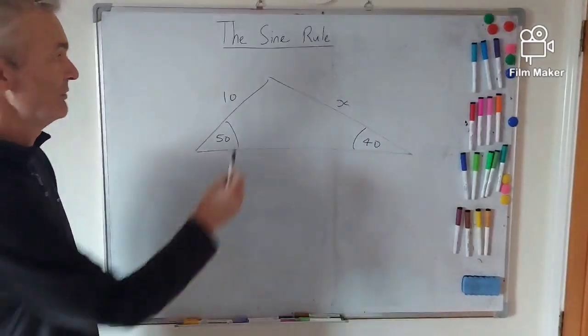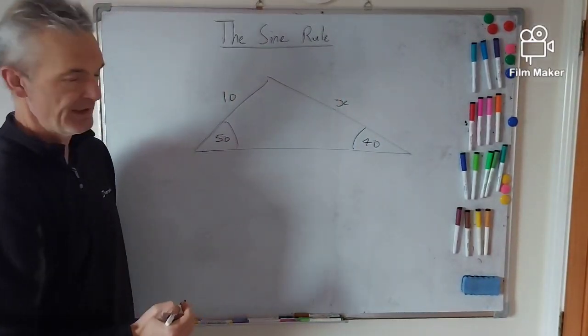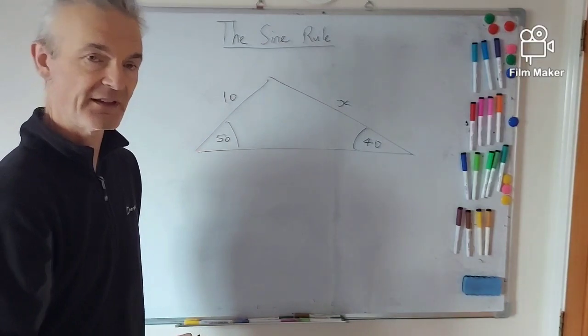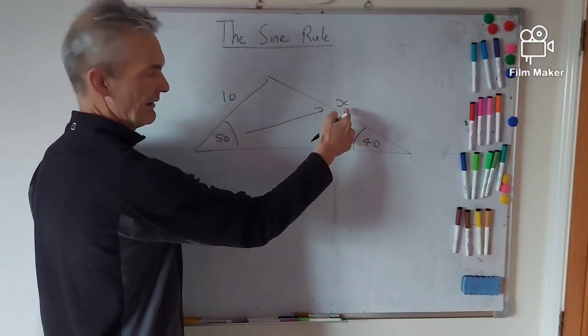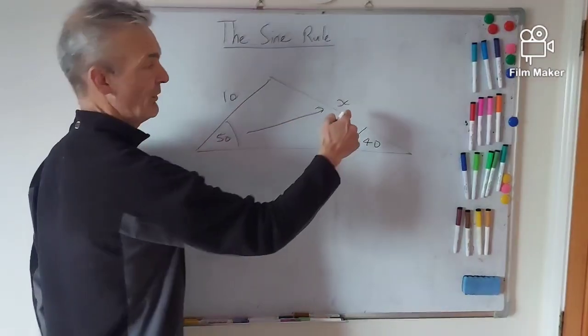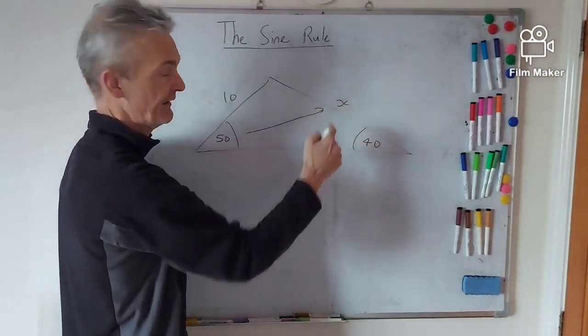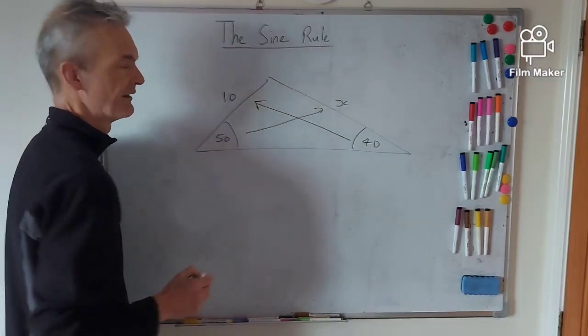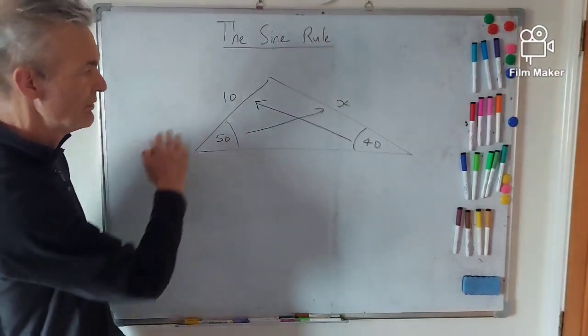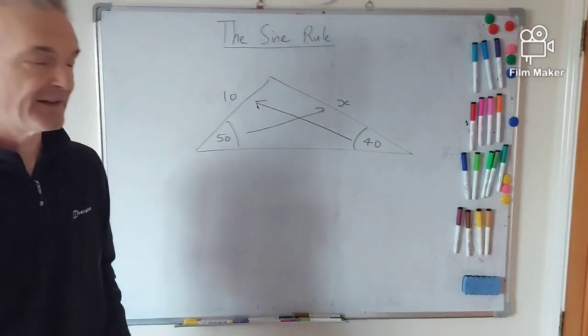So in order to use the sine rule, what you need are these pairs of opposites. So you need an angle and you need an opposite. Now in this case, we haven't got the opposite here, but we're trying to find it. Here we've got an angle and opposite. So if you have that situation, you can use the sine rule. It's going to work in this situation.